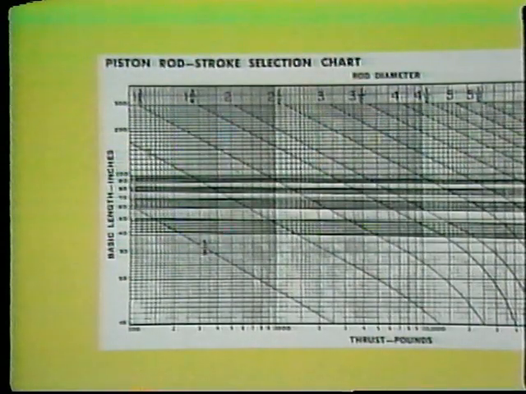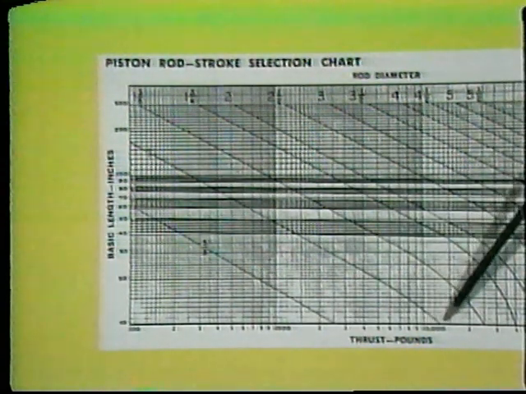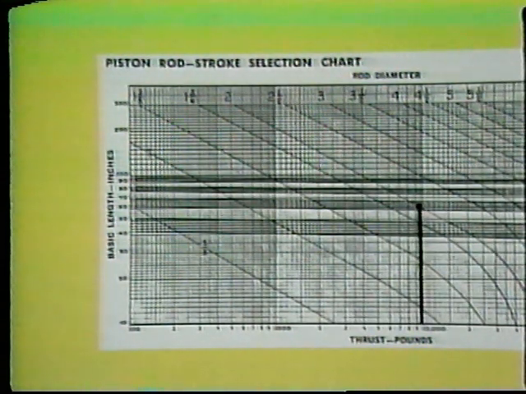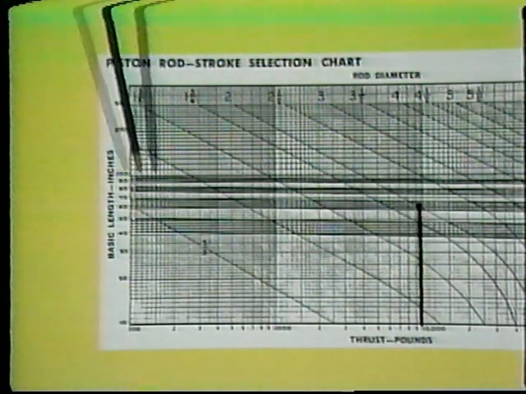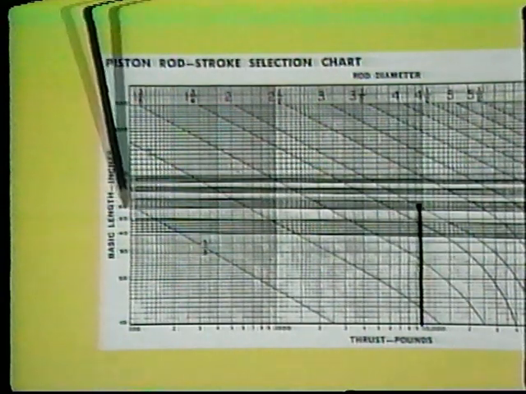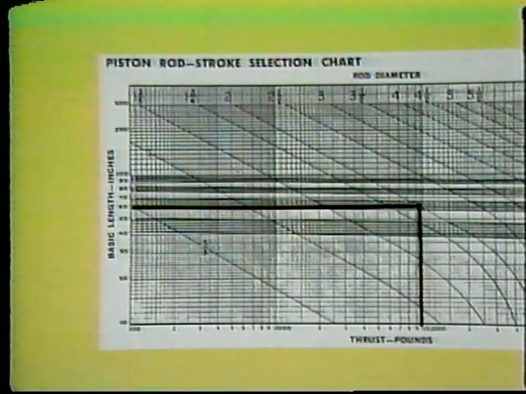Let's do an example to show how the chart works for stop tube selection. Suppose you have an application where you calculate the basic length to be 60 inches, and the thrust you need is 10,000 pounds. We go to our chart and locate a thrust of 10,000 pounds and draw a vertical line upward as you see here. Next, we find the basic length, 60 inches, here, and draw a line horizontally across. So the two intersect like this.